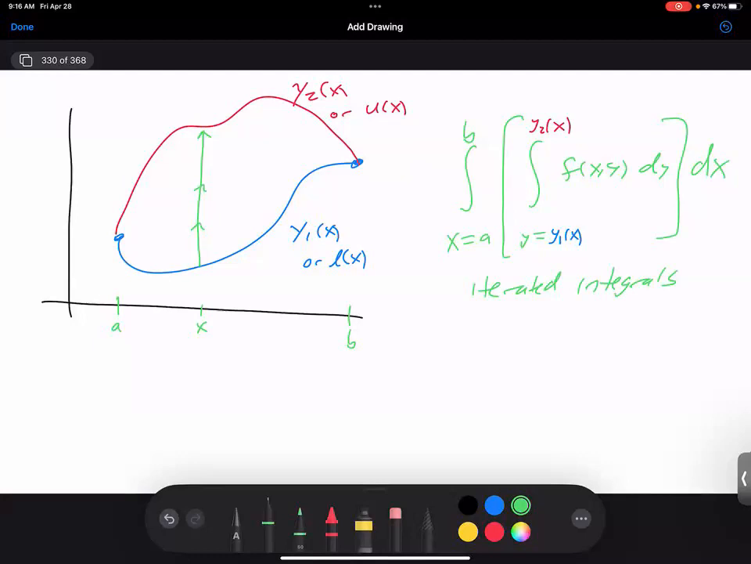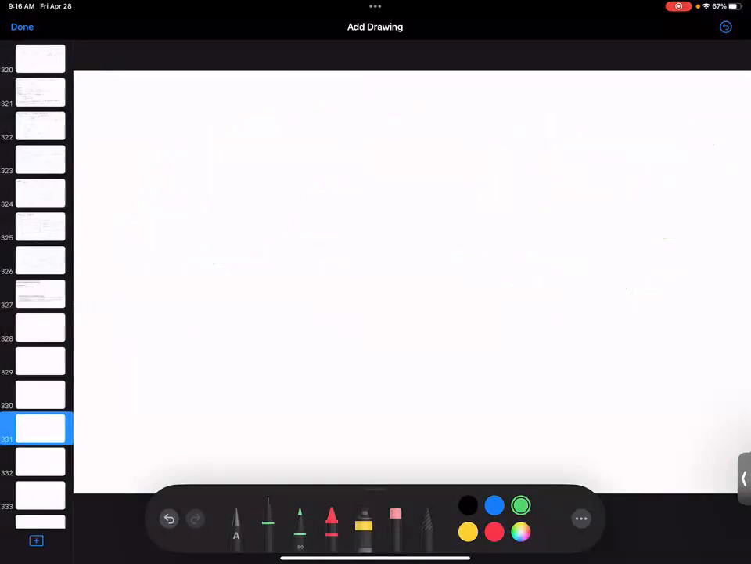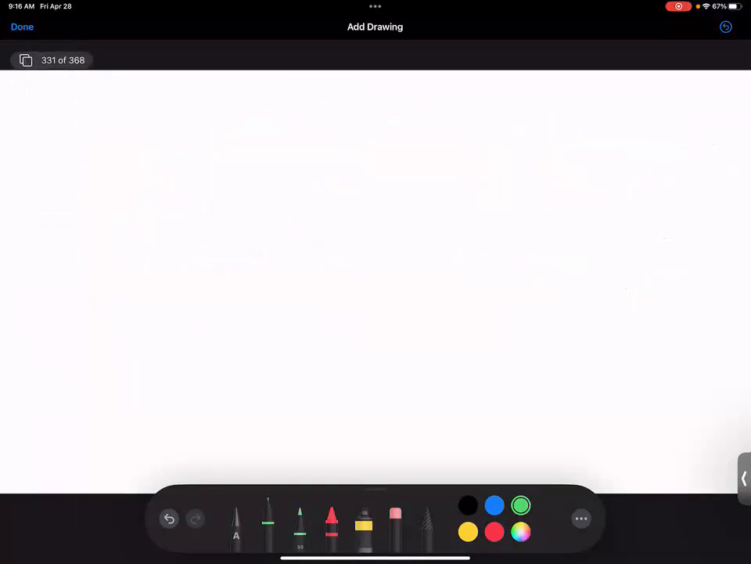We could also try to do it. It looks like this region might also be, let's just do a new region just to be safe. So let's say I give you a region like this.